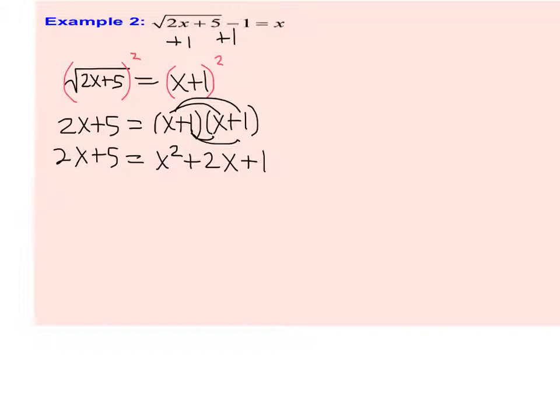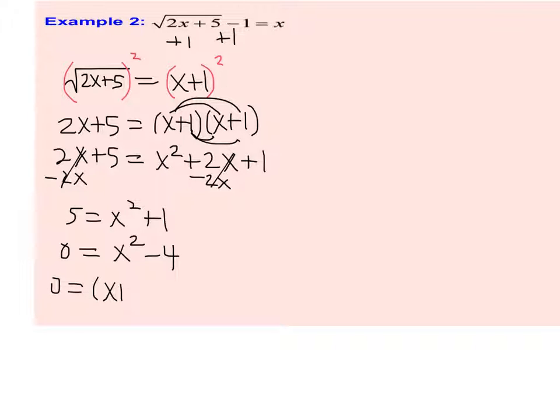So now I notice I have a quadratic left over. So I'm going to have to get this equation equal to 0 and factor and solve. So let's get this equal to 0. First I'll subtract 2x from both sides. So I get 5 equals x squared plus 1. If I subtract 5 from both sides, I'm going to get 0 equals x squared minus 4. So that factors into x plus 2, x minus 2. So setting each factor equal to 0 gives us x equals negative 2 and x equals 2.